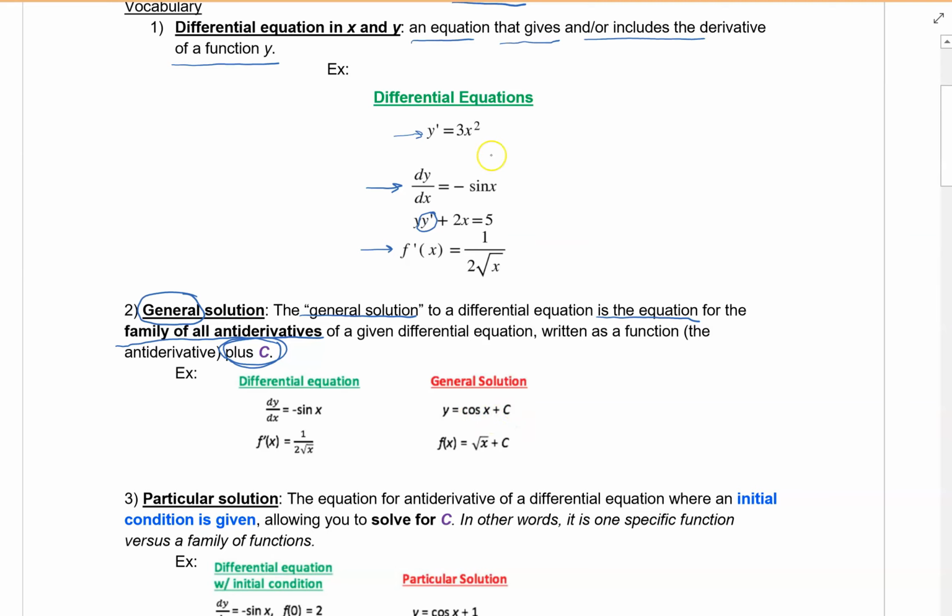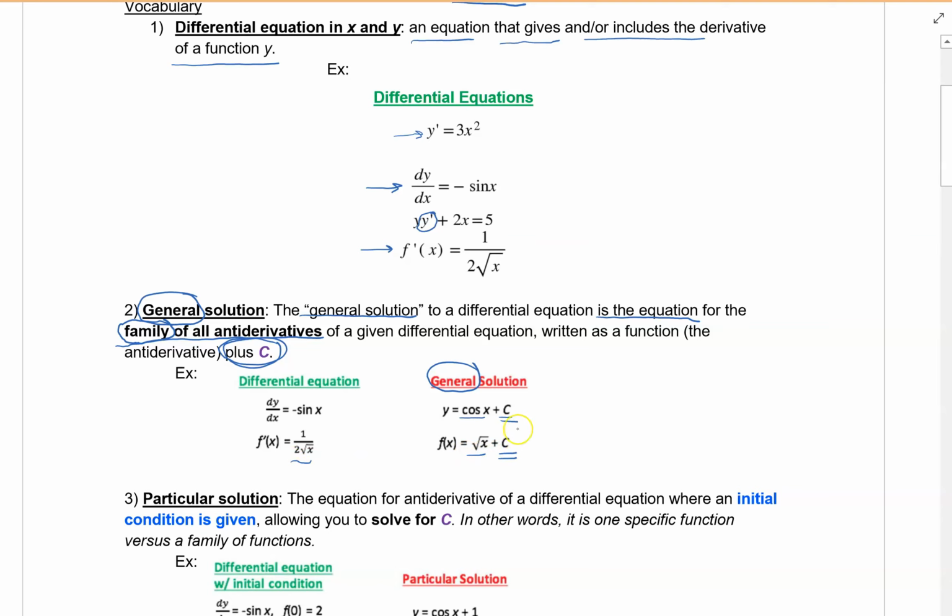For example, going back to the negative sine x one, let's say here's our differential equation: dy dx equals negative sine x, and your job is to solve for y. You would take the antiderivative of negative sine, you would get cosine, and then you would add c. This would be considered the general solution because this is the answer for a family of functions because the constant c could vary. So it's not a specific function, but it's showing you what all of the possible solutions could look like. And then here again, the derivative of f equals 1 over 2 rad x. So the antiderivative of that would be rad x plus c.